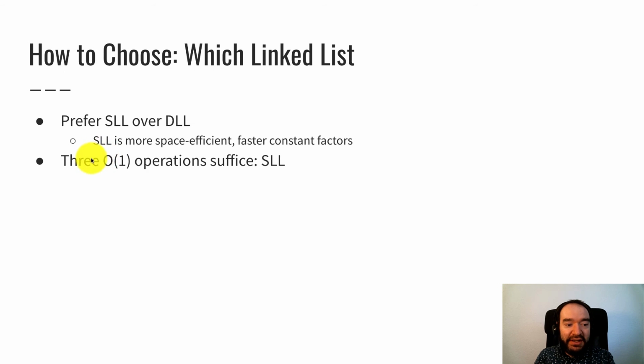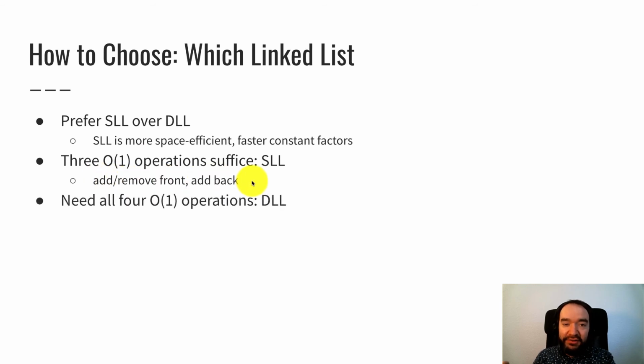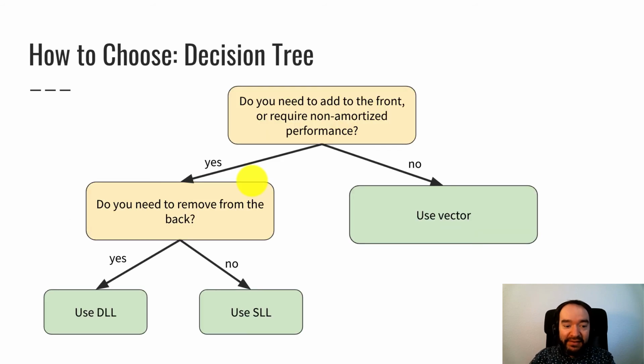If you only need 3 of the 4 front and back operations to be constant time, go with a singly linked list. Remember, the one outlier is pop back. So add and remove front, and add back are all constant time for singly linked list. But if you need the 4th front/back operation, so you can add and remove both the front and the back, that's the situation where you should use the doubly linked list.